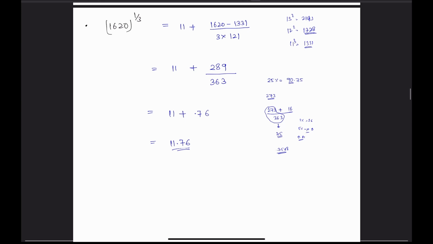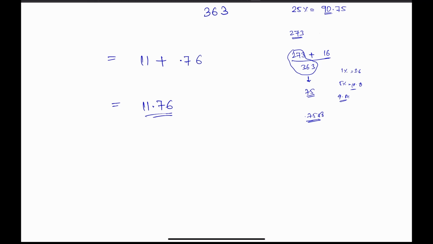So let's try to find out the value with the help of a calculator. 1620 with the help of the calculator, we got the value as 11.744. So till 7 it's correct.